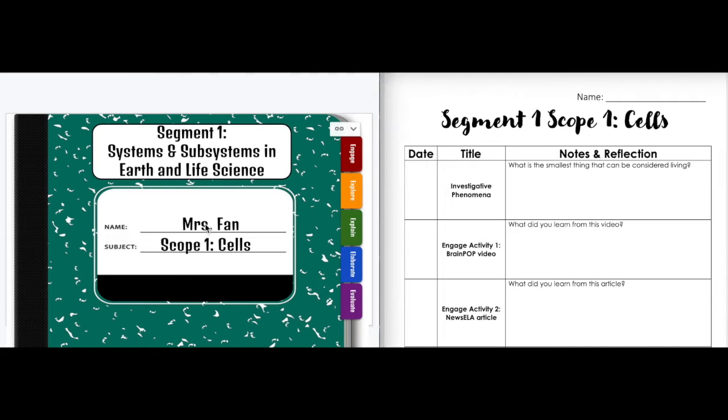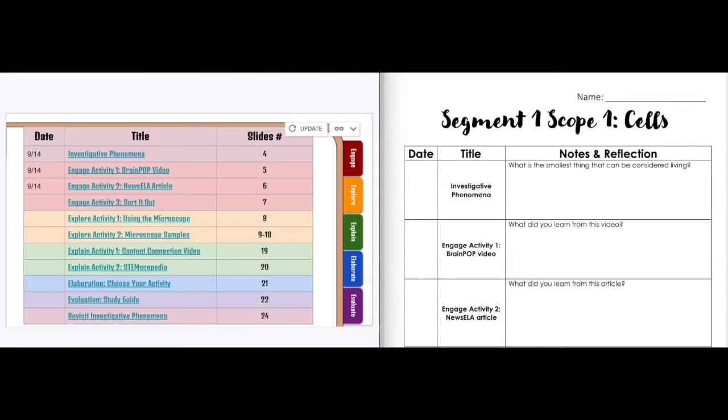Go ahead and double click the text box and put your name right here. On the physical template, please put your name right here on the upper right hand corner. Let's move on to slide 3. This is a table of contents.